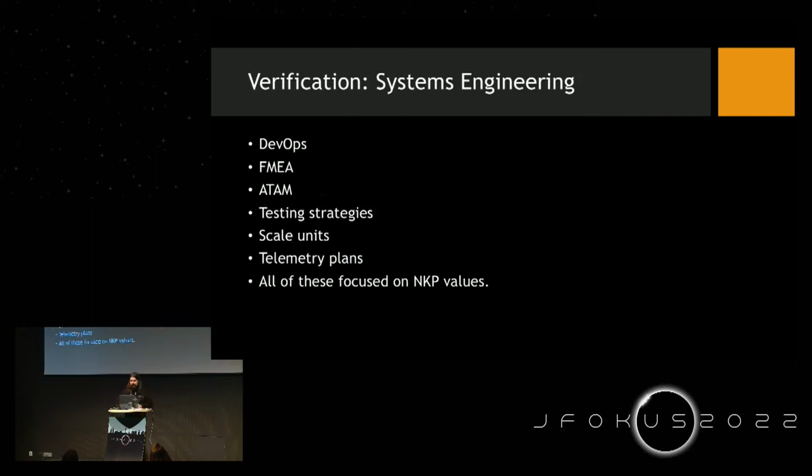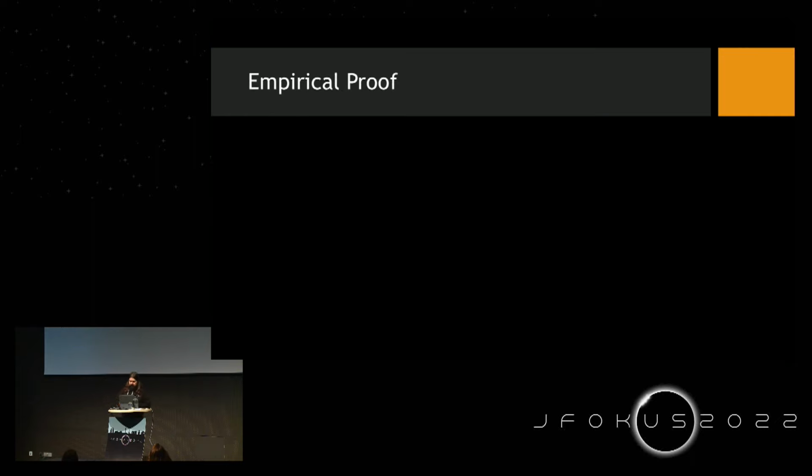Once we're done with that, we still have to go back and do classical systems engineering. Things like failure mode effects analysis, DevOps tools, ATAM, if you have the architecture trade-off analysis method, testing strategies, all of these things, all of them are actually focused on NKP values. And the final thing we can do, once we have our architecture, is we can ask ourselves, have we done anything useful at work? Not something that us architects tend to actually spend a lot of time on.